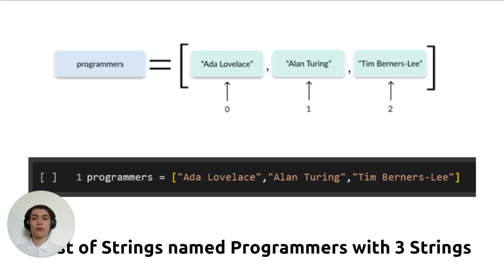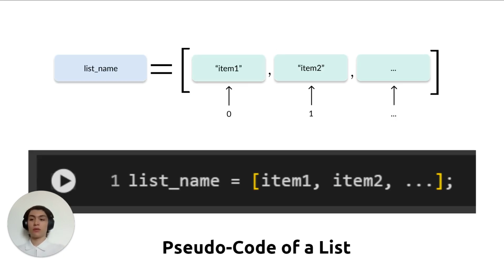Here is another example of a list called programmers. Programmers here is going to have 3 strings, 3 texts, 3 boxes with some text, with 3 names of programmers. This is the general structure of a list. We have different items, separate them by a comma, use the square brackets to represent the list, and that's how you create a list.